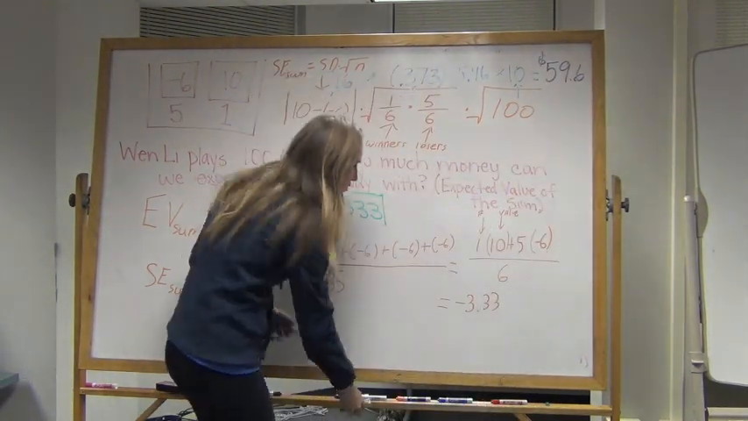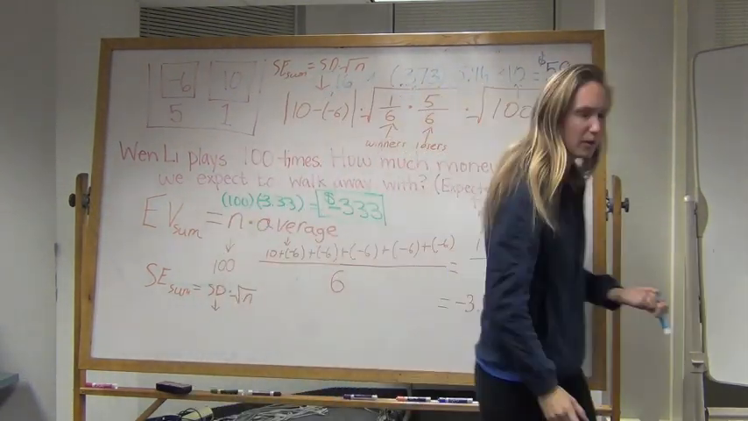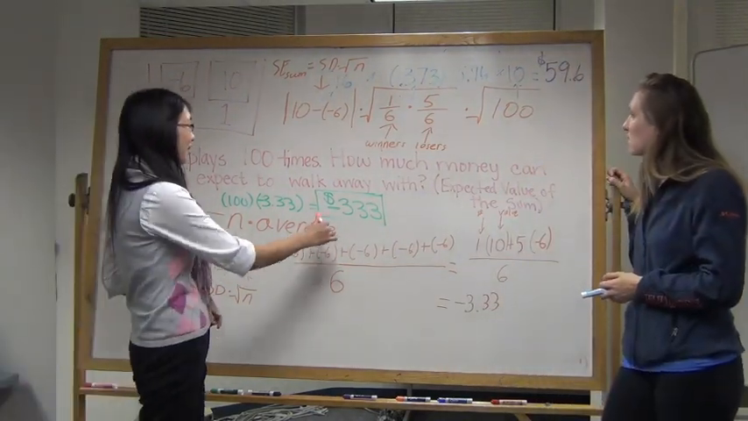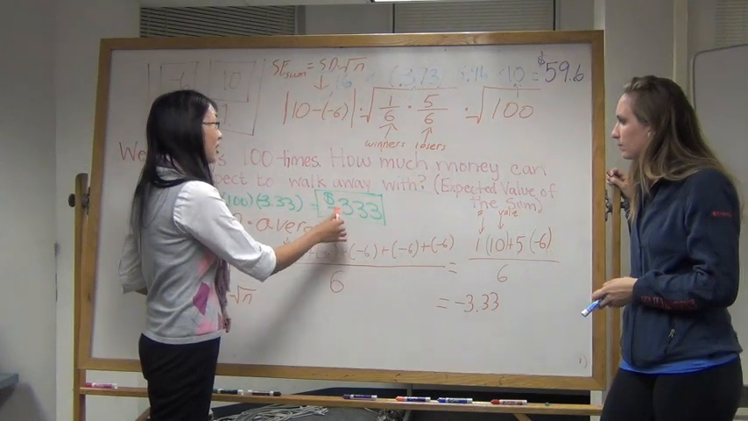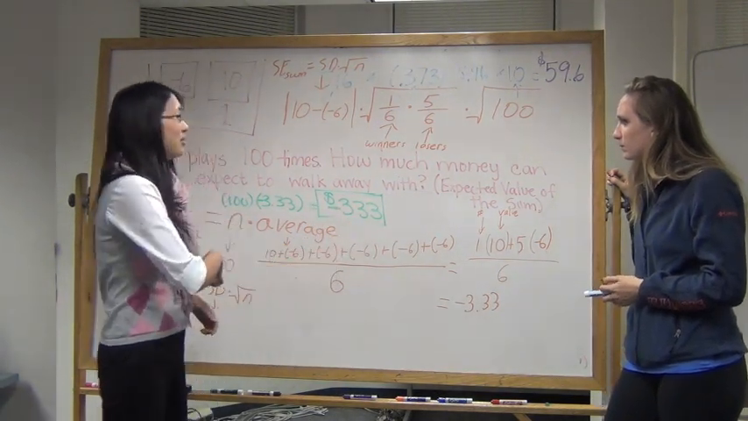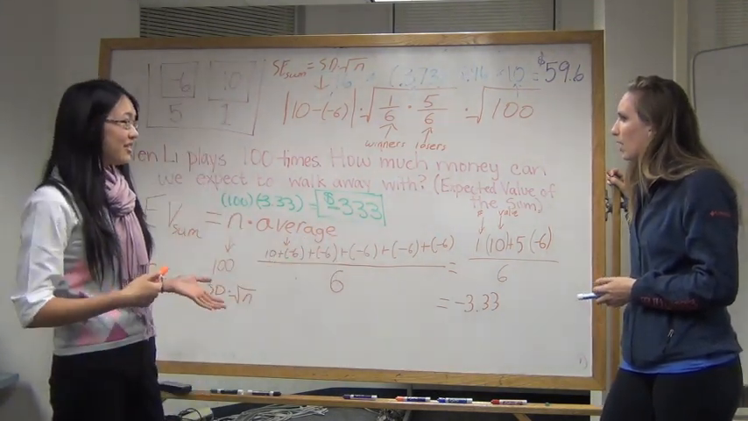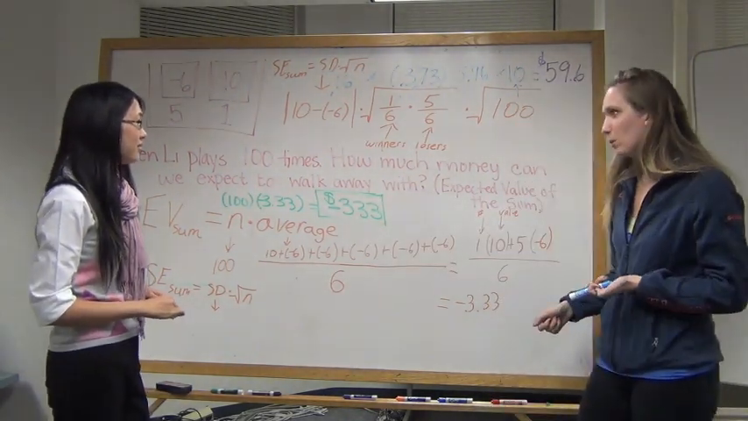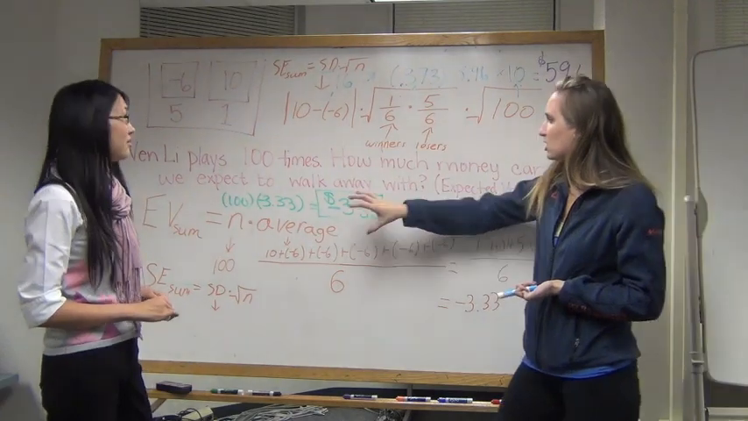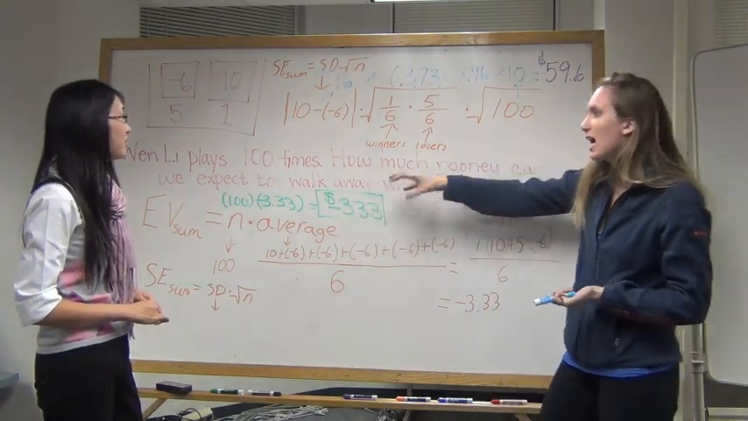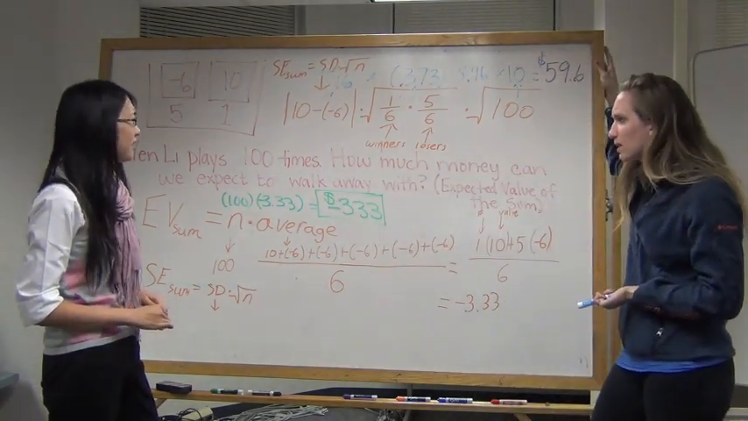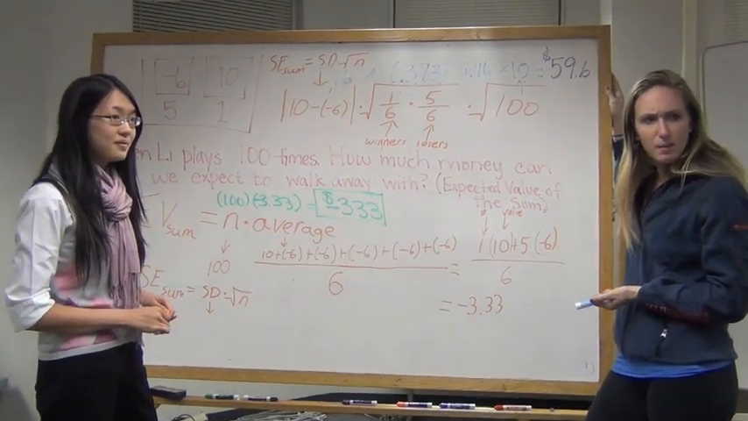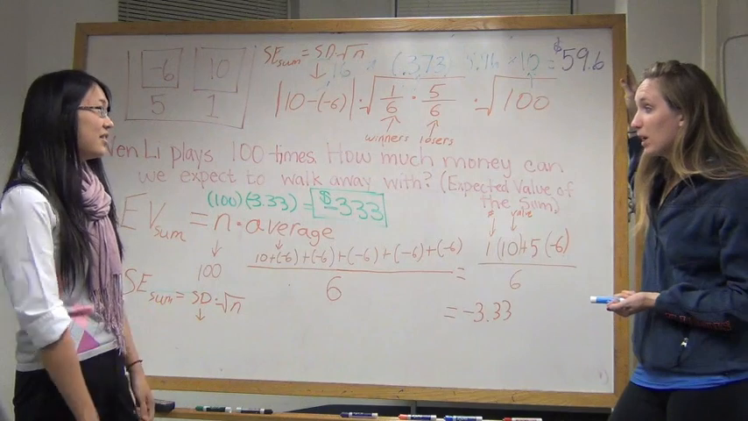So Wenli, what does this mean in English? What do all these numbers really mean? Well, that means that we can get something around negative 333 plus or minus 59.6. Oh, I see. So it could actually be better than this. Yeah. Or it could be worse. This is basically our expected value, give or take this wiggle room. That's what the standard error is basically going to be. Does anybody have any questions on that? It means you can't win. Looks like we are not going to win.